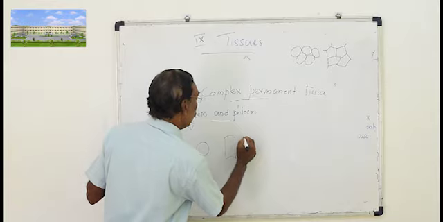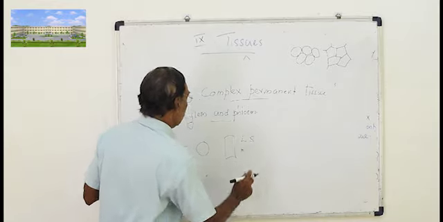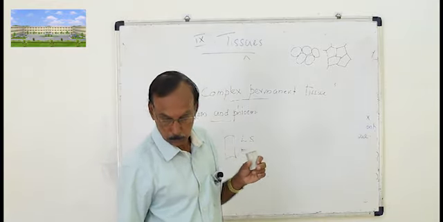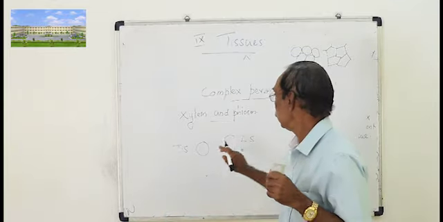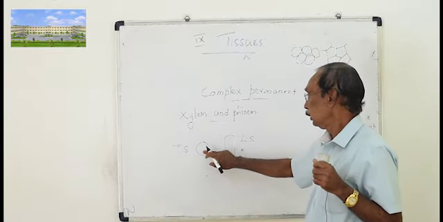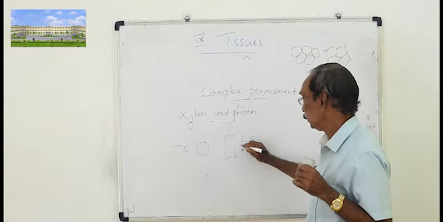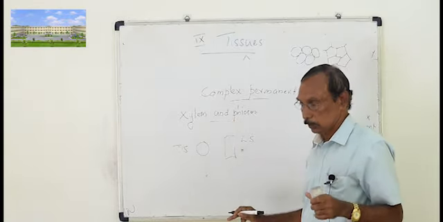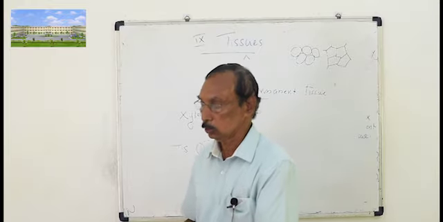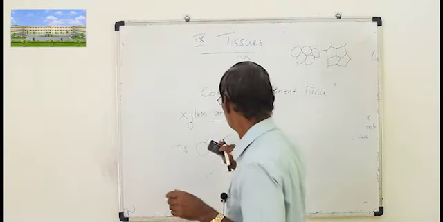And this is called longitudinal section. So in the textbook you can see the longitudinal sections of xylem and phloem. It is not shown like this, you will get a longitudinal section. So xylem and phloem, these are the two important tissues. You know the function of xylem and phloem.